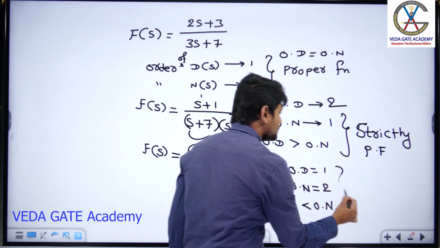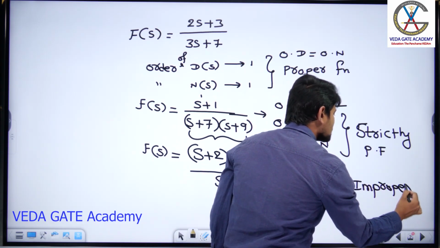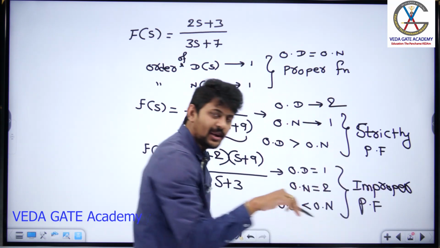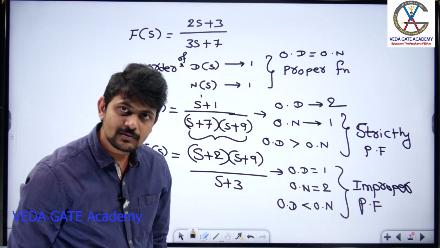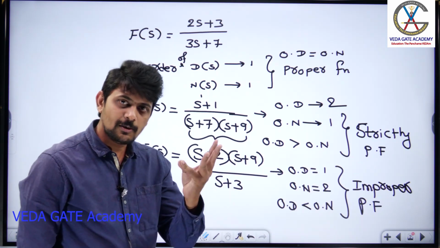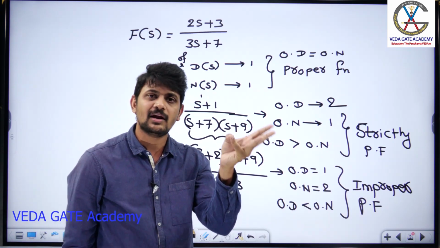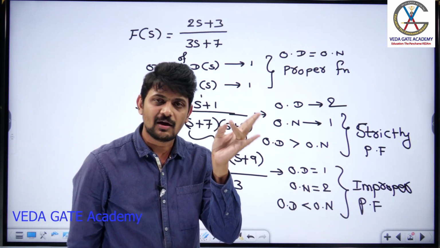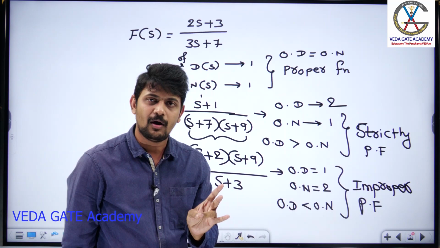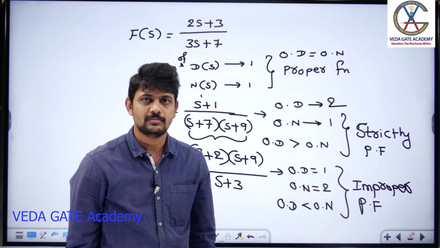Such kind of functions we can call improper functions. So the point you have to understand here is, any function in S domain will be classified into how many types? Three types. What are those three types of functions in S domain? Strictly proper, proper, improper. Strictly proper means the order of the denominator must be greater than the numerator. Proper means the order of the denominator is exactly equal to the numerator order, whereas improper means the order of the denominator is less compared to the numerator. Are you following?